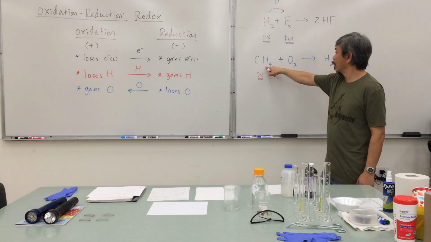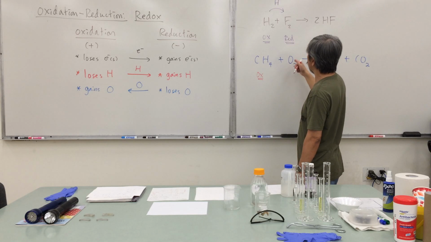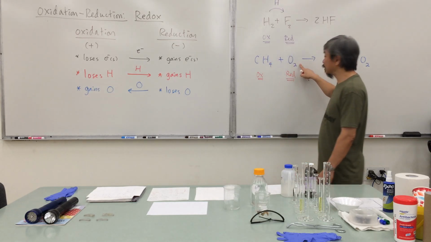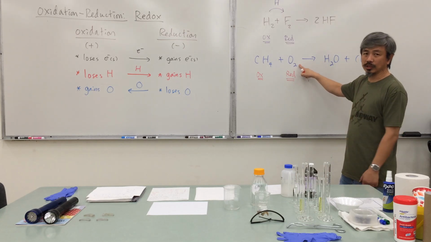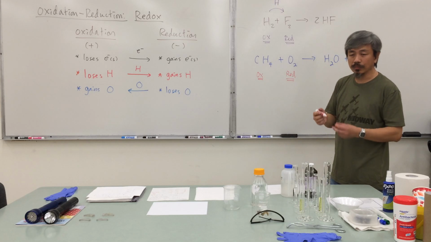It's being oxidized. Whereas in the case of the oxygen, it actually loses oxygen over to the other side. So when it loses the oxygen, this is now being reduced. So the oxygen is now serving as the oxidizing agent. It is basically oxidizing the other substance in the reaction.